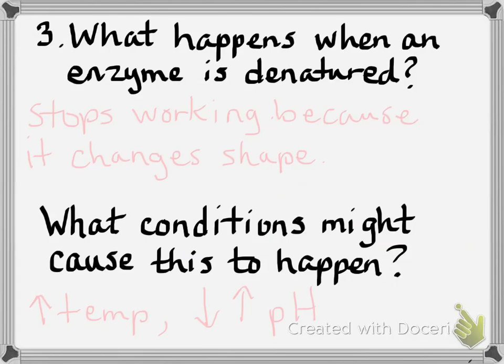Most enzymes work at a pH near neutral. It's rare to find an enzyme that can work at extreme pHs. So generally, extreme pHs will denature an enzyme. But okay, on question number 3. This is question number 3.